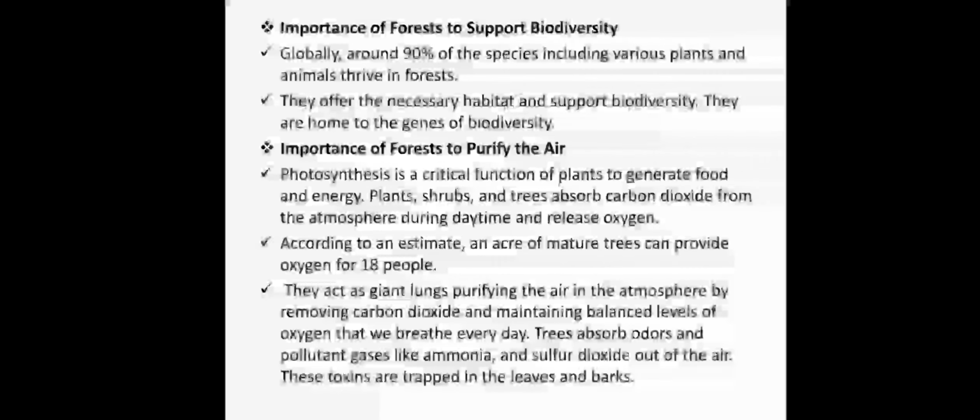Trees absorb odors and pollutant gases like ammonia and sulfur dioxide out of the air. These toxins are trapped in the leaves and bark of the trees.